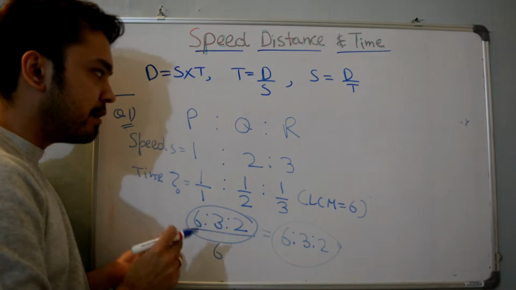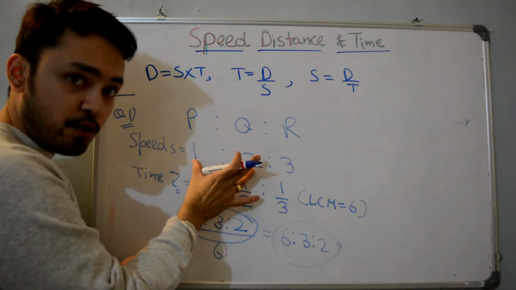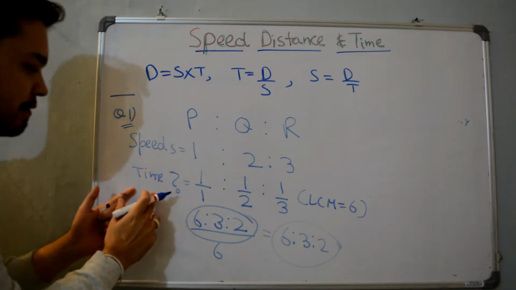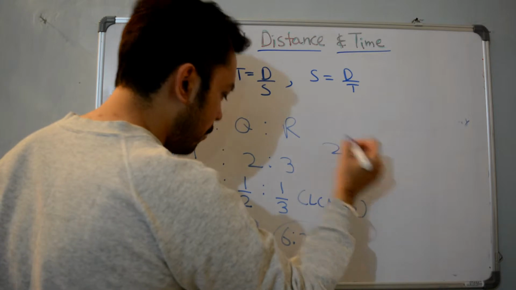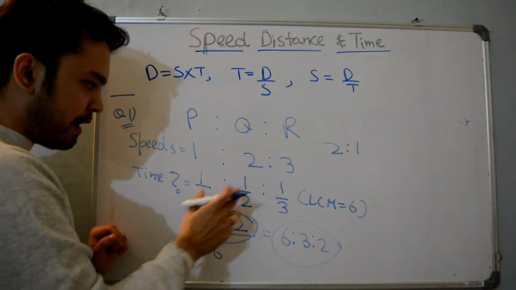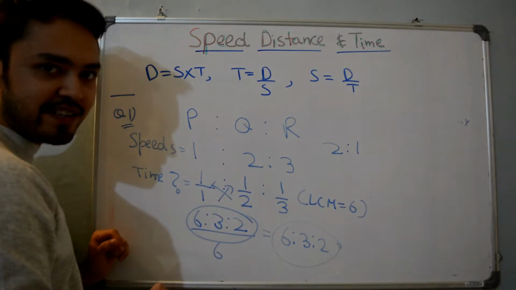If you were given only the ratio of speed of P and Q, that is 1 ratio 2, you could have written your answer simply as the ratio of the times will be 2 ratio 1. Because just think for a moment that 1 upon 1 and 1 upon 2, if you cross multiply them, you can simply get your answer.